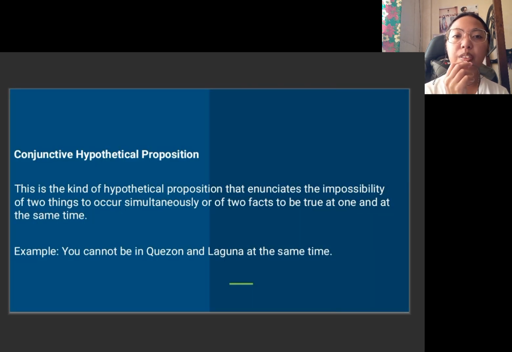Second is the conjunctive hypothetical proposition. This is the kind of hypothetical proposition that enunciates the impossibility of two things occurring simultaneously, or two facts being true at one and the same time. Meaning, the truth of a conjunctive depends upon a true opposition which exists between its component parts. Example: you cannot be in Quezon and Laguna at the same time.